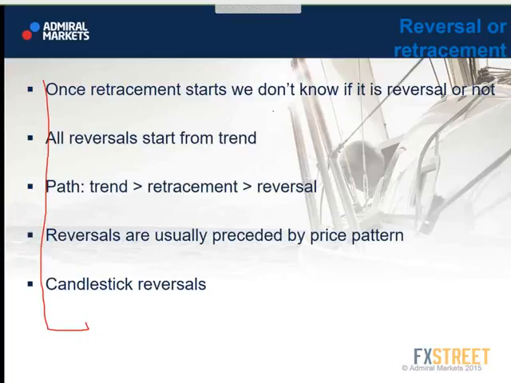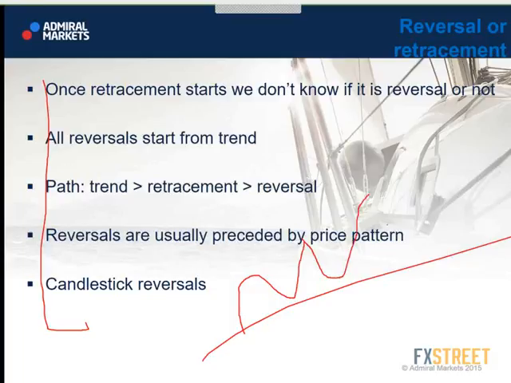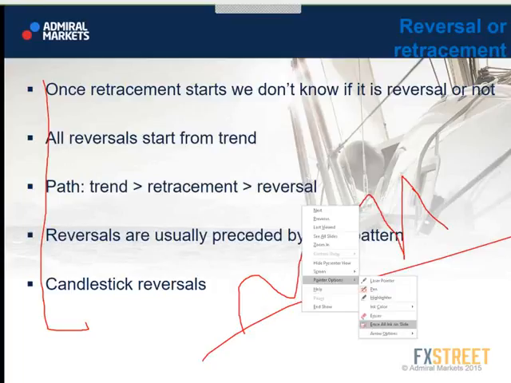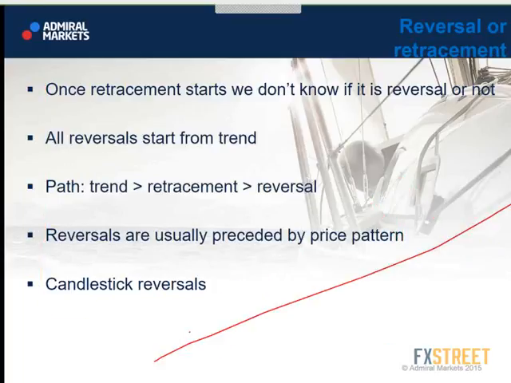Once retracement starts, we don't know if it's reversal or not. All reversals start from a trend. So this is the path, guys: trend, retracement, reversal. We have a trend, an impulsive move, then retracement. I will go again because I'm talking too much now and I've lost focus.